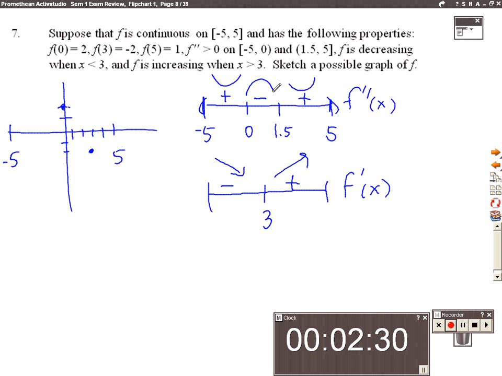All right, so we're decreasing all the way to 3, decreasing with a point of inflection at 0. So decreasing, point of inflection at 0. All right, so I'm decreasing. I've got my little kind of cubic or S shape. I'm going to change the concavity to concave down. There's my point of inflection. Now my other point of inflection is at 1.5.